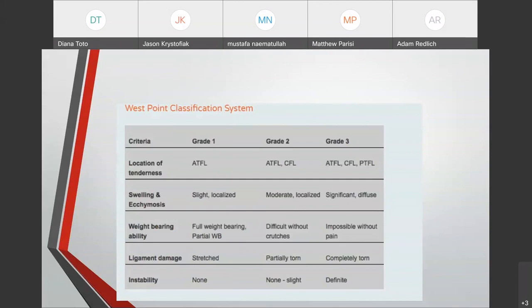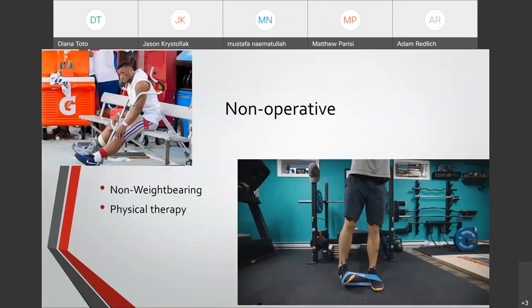This was another classification that I came across, and I put this in the slides because it's going to go into one of the studies I'm looking at later about treatment options. So again, grade 1, 2, and 3 based on the significance of tenderness, swelling, and instability. Most of the time we could treat these patients non-operatively as long as there is no instability or fractures. So typically we start off with non-weight bearing and physical therapy.